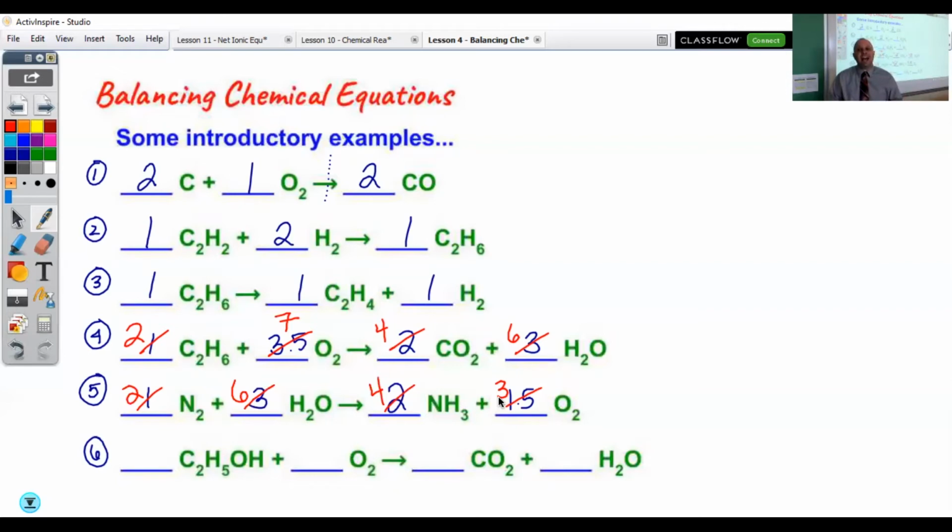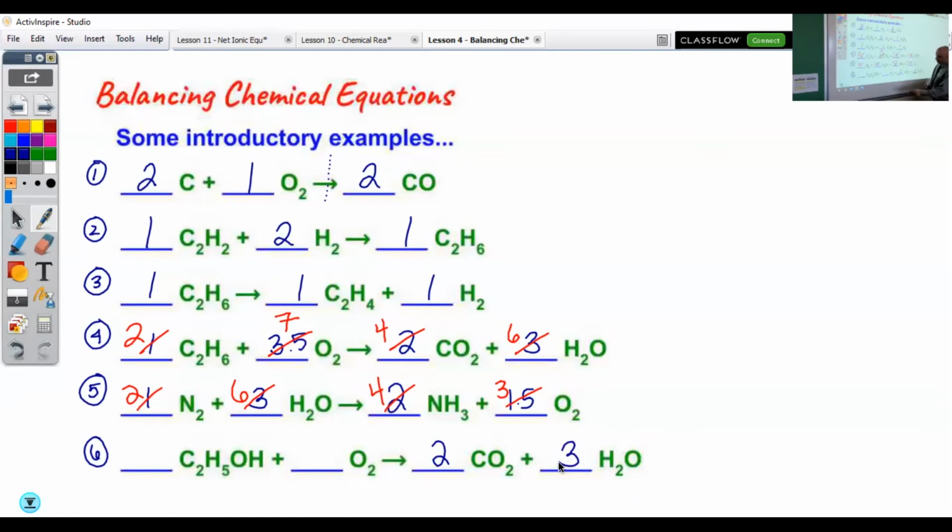Finally, let's take a look at problem number 6. We have 2 carbons. So I'm going to put a 2 in front of carbon dioxide. We have 6 hydrogen. So sometimes equations have the same element written in multiple spots because of the structure. So I'm going to put a 3 in front of water to get 6.